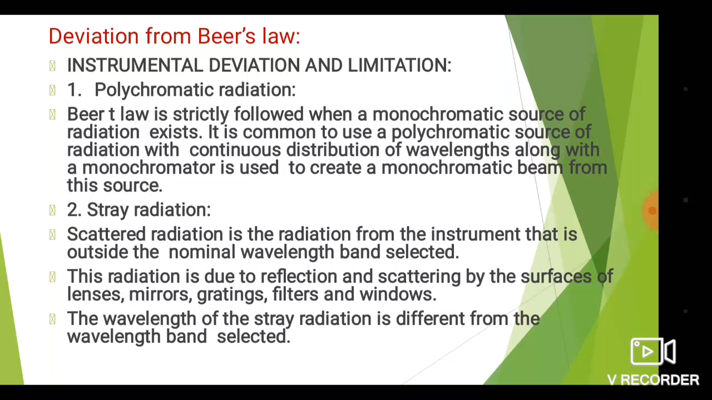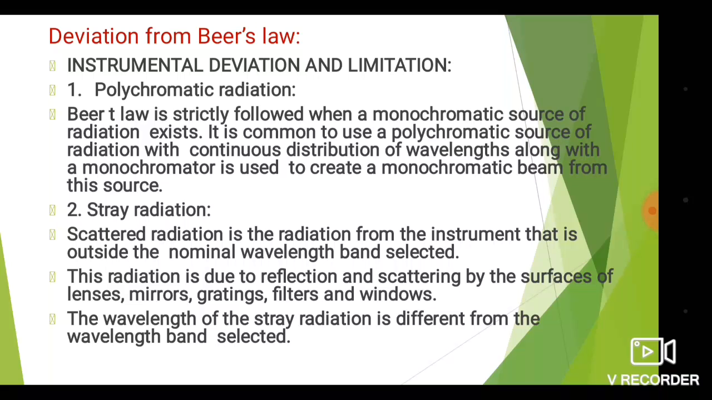It is common to use a polychromatic source of radiation with a continuous distribution of wavelengths, along with a monochromator to create a monochromatic beam from this source. So if you are using polychromatic light, it is necessary to use the monochromator to get the monochromatic light. Instrumental deviation occurs if we do not use monochromatic light or a monochromator.